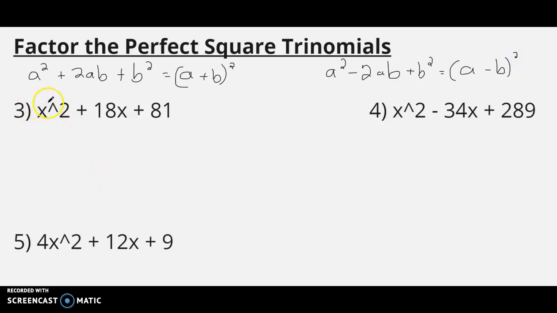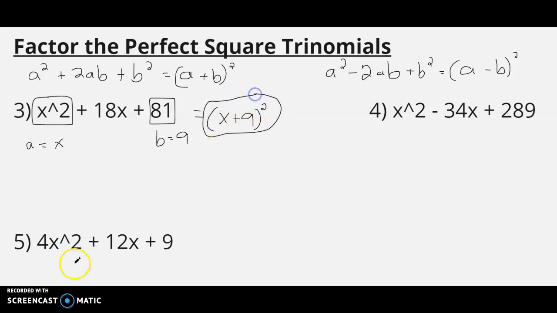Look for, on number 3 here, x squared plus 18x plus 81. One of the hallmarks of a perfect square trinomial is the first and last terms being perfect squares, meaning you can take the square root of them. So in this problem, if a squared is x squared, think of the a term as just being x, and here think of the b term as just being 9, because 9 squared is 81, x squared is x squared. Given that, we can safely factor this as x plus 9 quantity squared. So as long as you know the formula, it's a fairly easy way to factor.